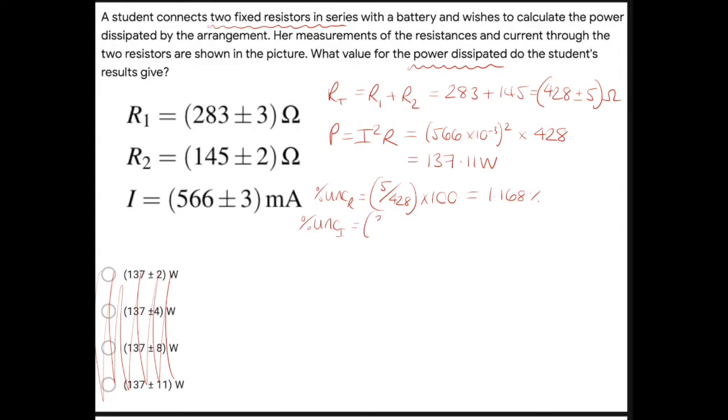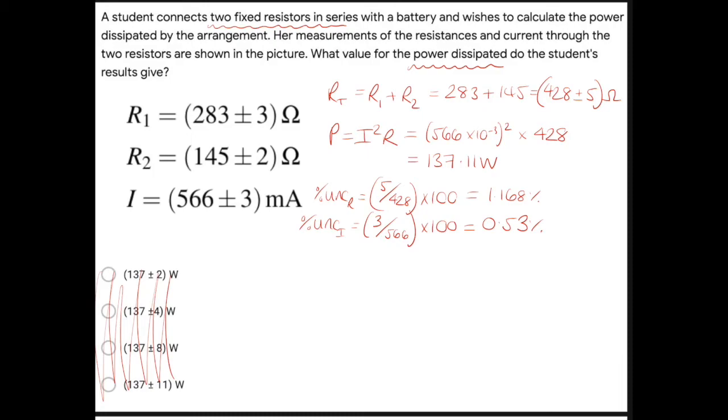If we then do our percentage uncertainty in I, we take our absolute and divide it by our actual. Now remember, because these are both measured in milliamps, I can omit the times 10 to the minus 3 because the percentage uncertainty is a ratio, so we don't have to include the units, and therefore I can simply work in 3 and 566. So when you do that, you end up with a percentage uncertainty in I of 0.53%.